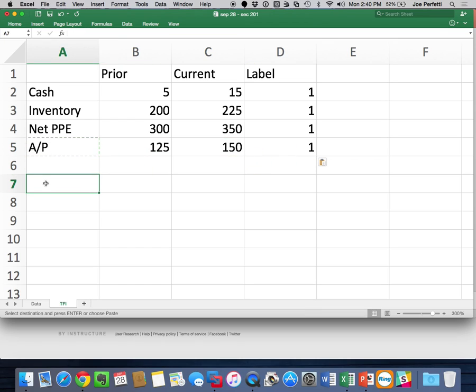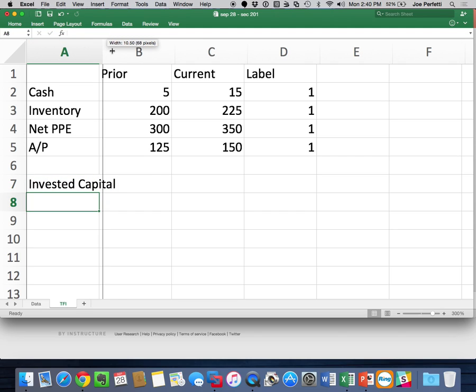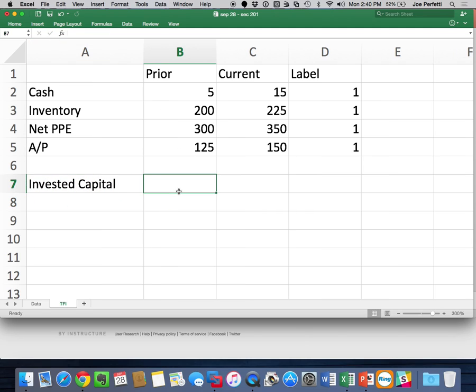That, when I net it, gets me something called invested capital, also known as operating invested capital. All right, what is it? It's my assets. Add the 3 together, cash, inventory, net PP&E, minus my liabilities, accounts payable. That's my operating invested capital. In fact, I'll even put the word in here, operating, in front of invested capital. So 380 and 440.